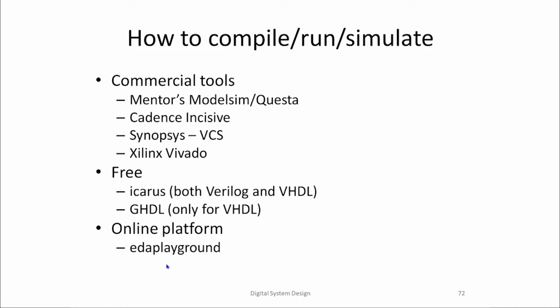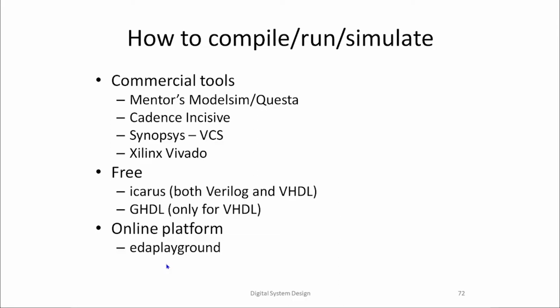Compile means, because it's a high level language, we need a compiler, and after compilation the executable would be formed. Once we run that executable, that run is also called simulation, because we are simulating the hardware behavior. So how do we compile, run and simulate the hardware model? Because the language is specific, the software which would compile, run and simulate is also more specific to those languages.